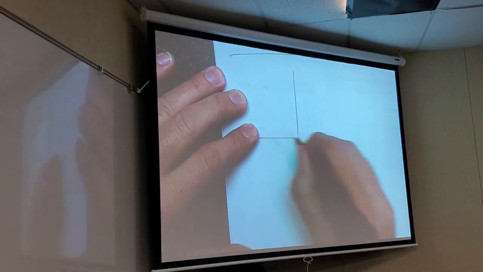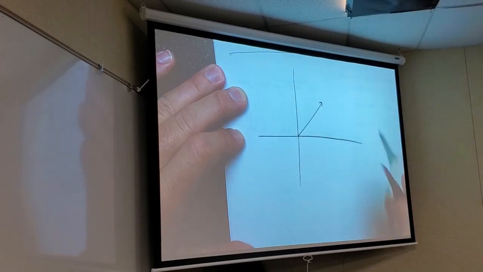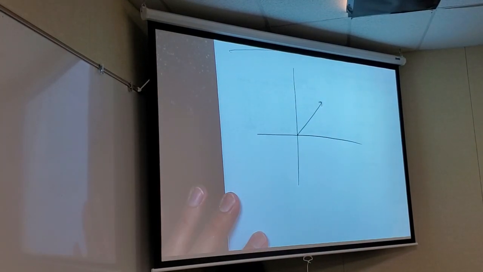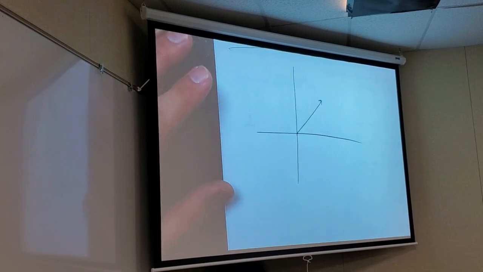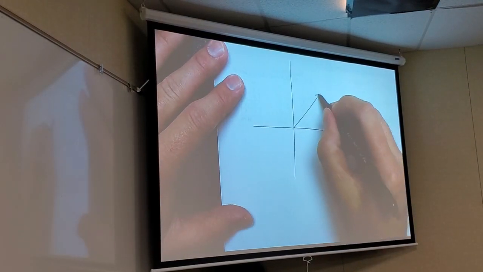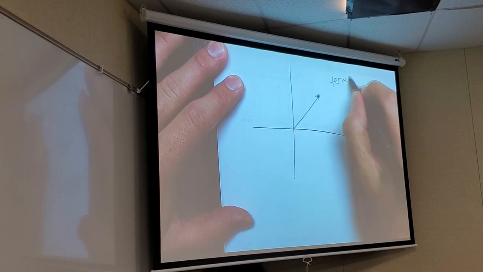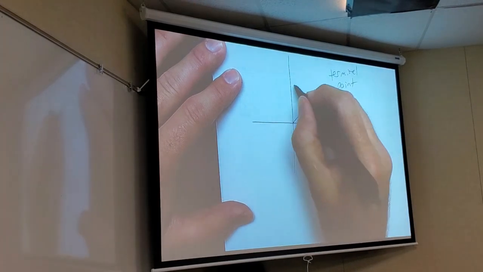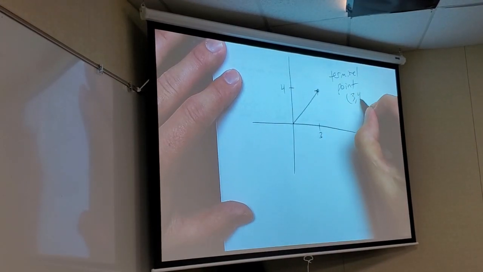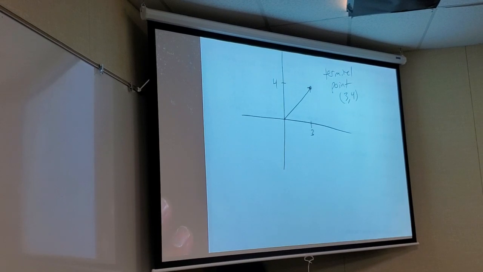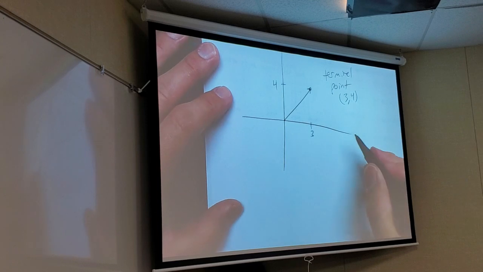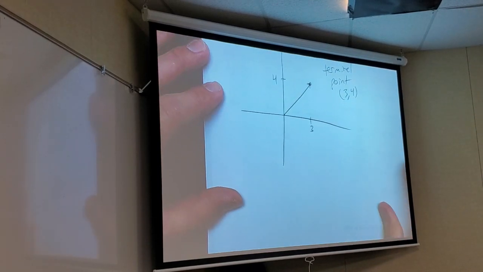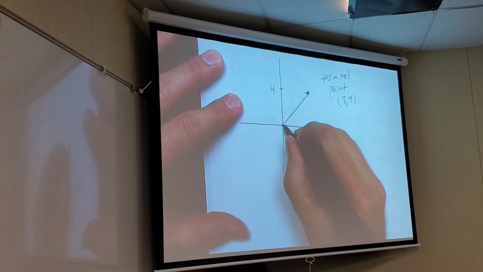So let's make this a little more mathematical. So here is a vector. Let me tell you a little bit more about it, right? The terminal point of this vector is, let's say, 3, 4. You guys with me? What's the initial point of this vector? You can see it. What's the initial point? 0, 0, right?